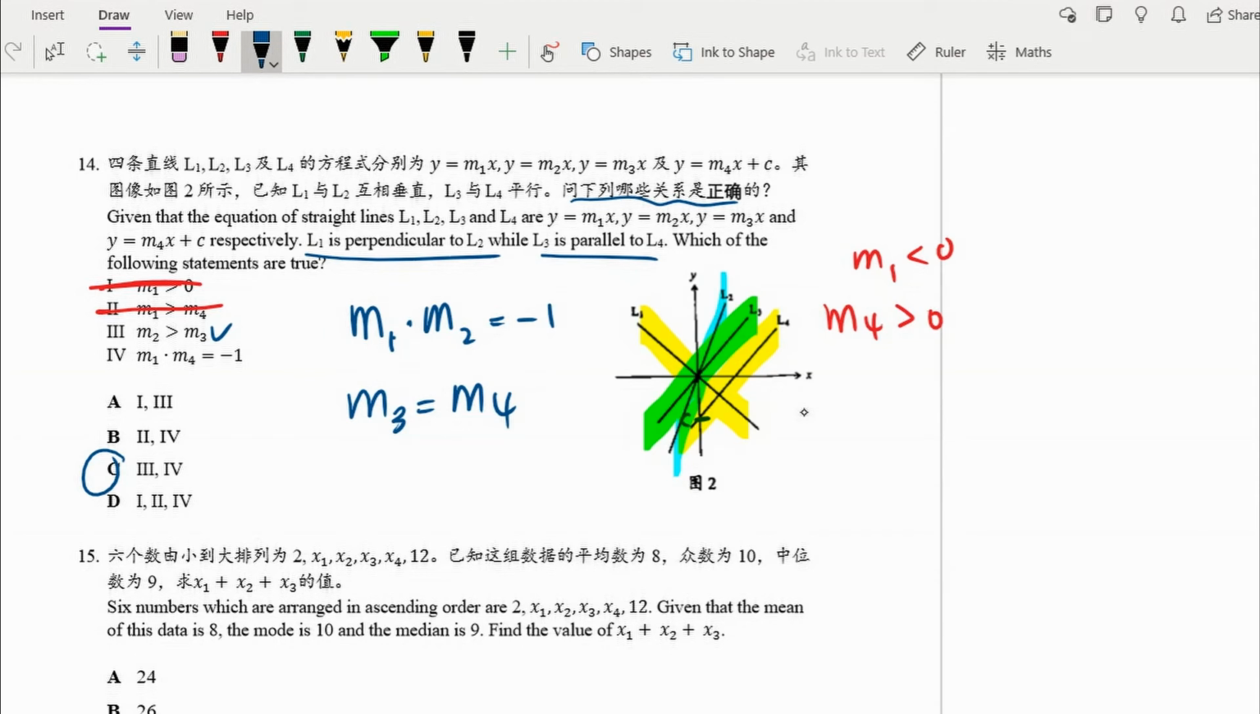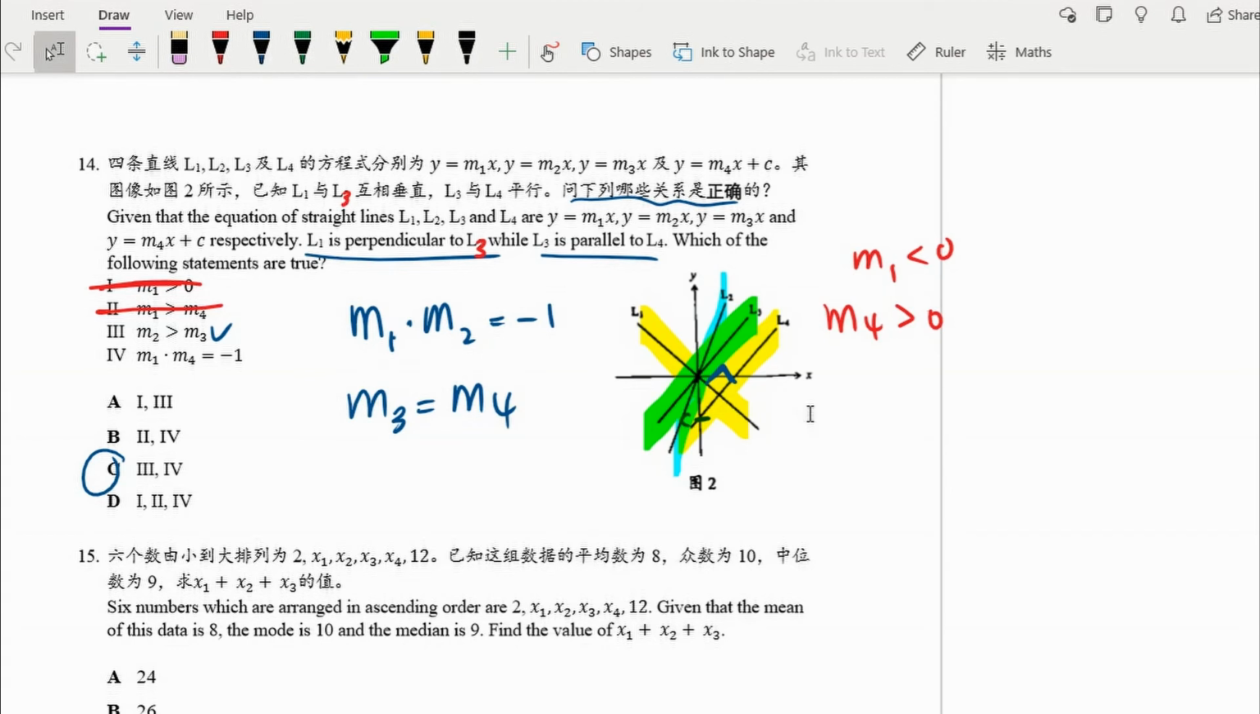Then for the fourth one, M1 times M4 is -1. From the diagram you can see it already. It's actually perpendicular to each other. Did I copy the question wrongly? Wait, let me check. Oh, sorry. The original question should be like this. This one should be L1 is perpendicular to L3.